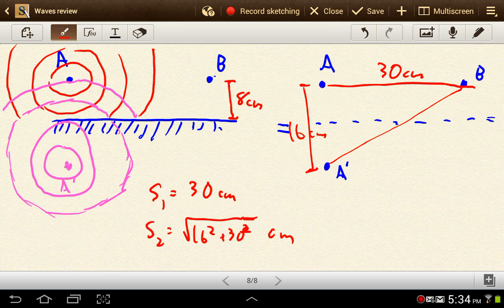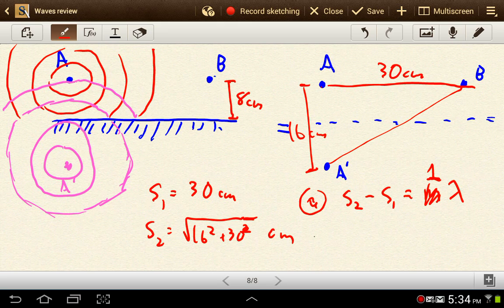For part A, you want the longest wavelength that will give you constructive interference. So you want S2 minus S1 equals m lambda. What value of m gives you the longest wavelength? Pretty clearly that's 1. You can't have 0, it can't be 0 lambda because these two aren't equal, so that doesn't work. That's for part A.